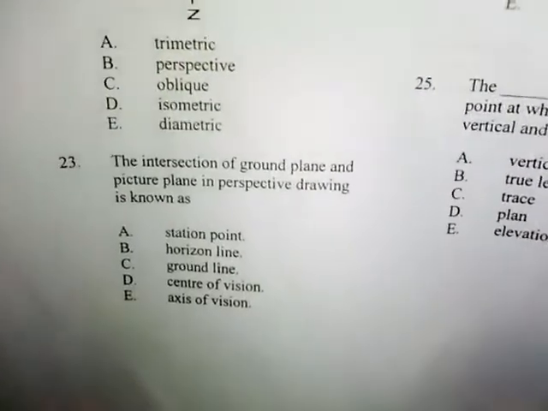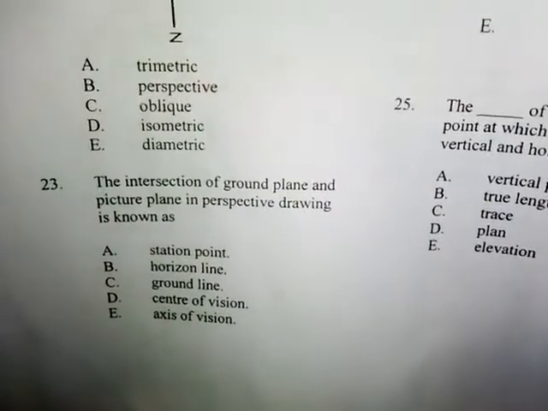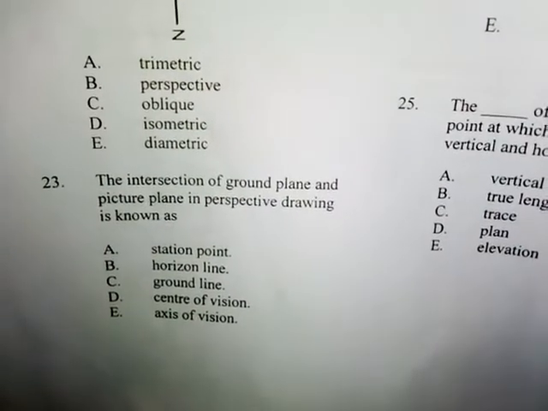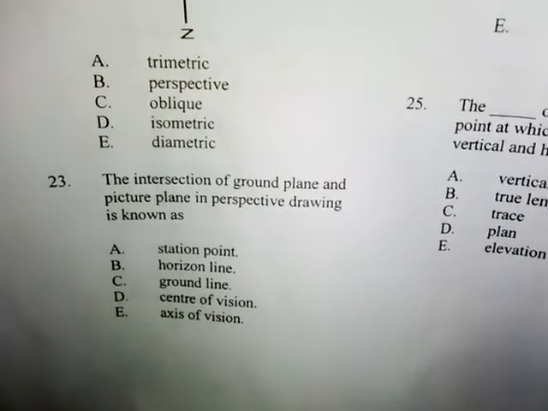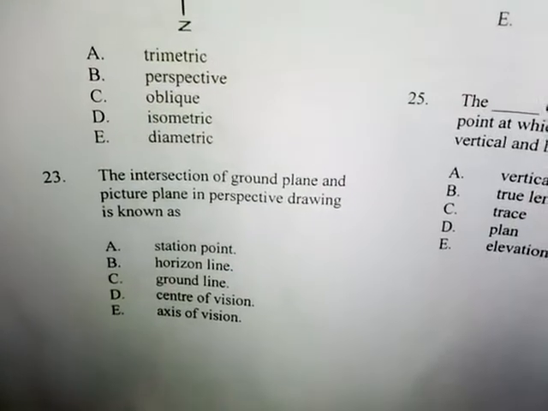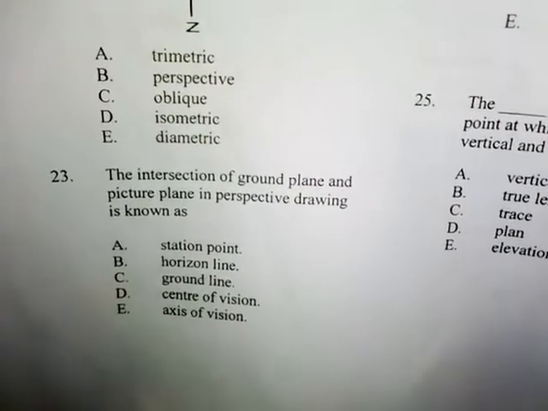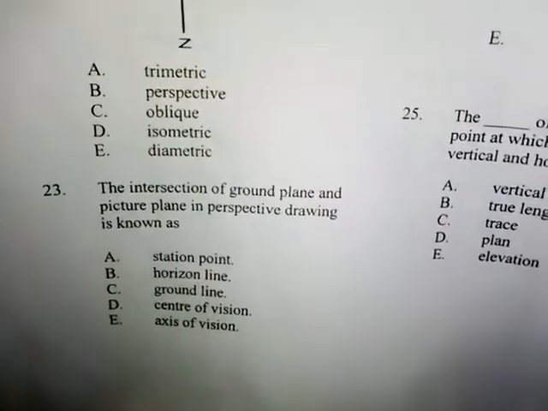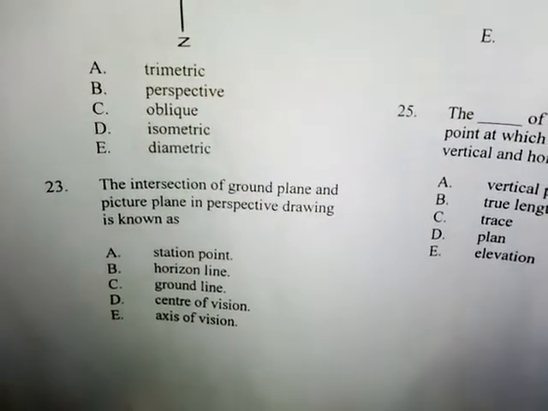Now question 23. The intersection of the ground plane and picture plane in perspective drawing is known as the ground line. That is option C, the ground line.